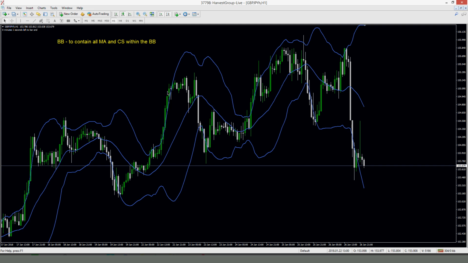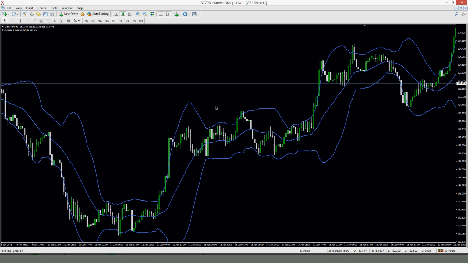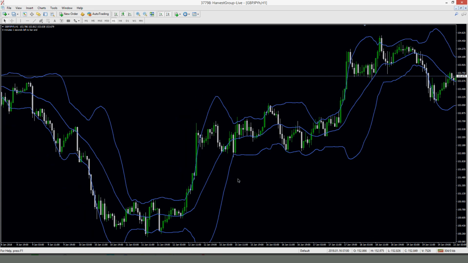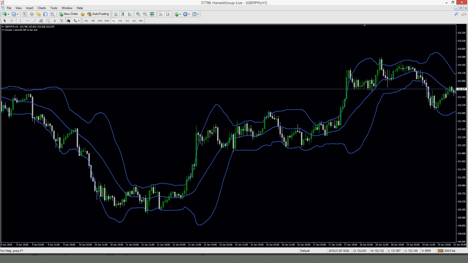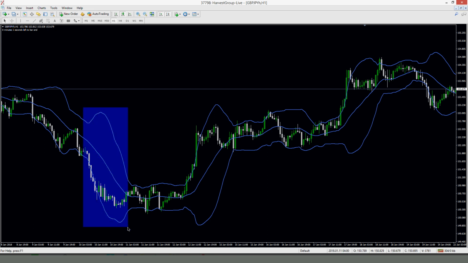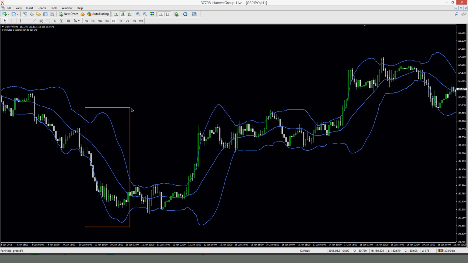All right. Here's a very good example of the two types of Bollinger Band. Over here we have the momentum Bollinger Band. So this is a momentum Bollinger Band.